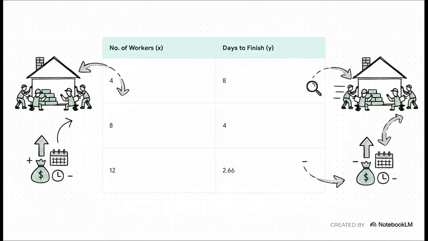And the opposite of that is inverse proportion. This is the more means less rule. Imagine you're building a wall. If you have 4 workers, it takes them 8 days. But if you get more help and double the workers to 8, it takes half the time, only 4 days. See, as the number of workers goes up, the number of days goes down.